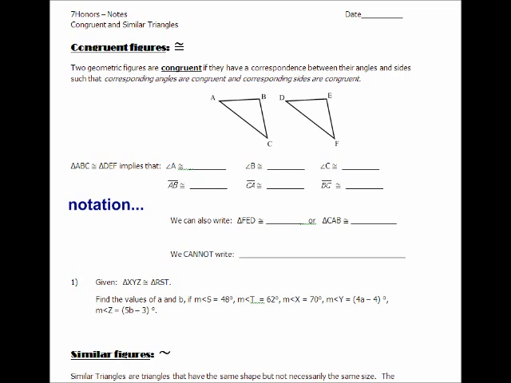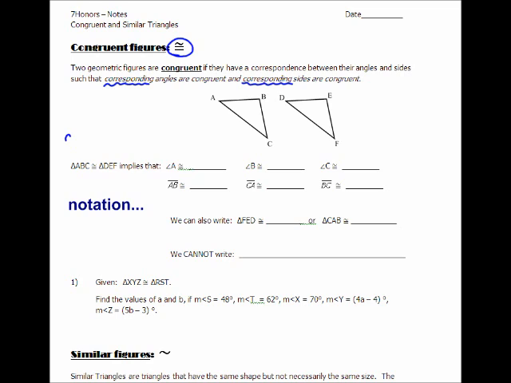We've already seen the symbol for congruent, and that is this little squiggly on top of the equal sign. It says that two geometric figures are congruent if and only if they have a correspondence between their angles and sides such that corresponding angles are congruent and corresponding sides are congruent. This corresponding word is actually very important, and the way we think about corresponding is which parts match up.